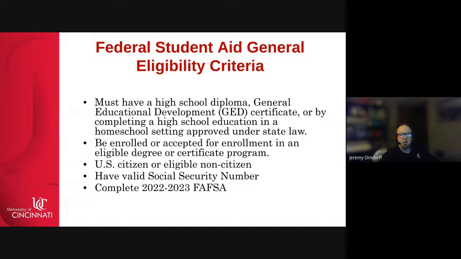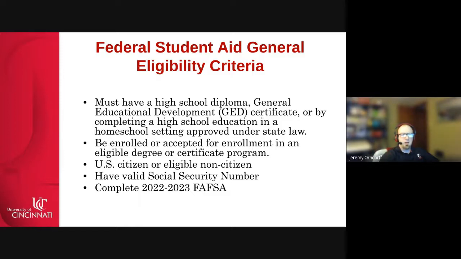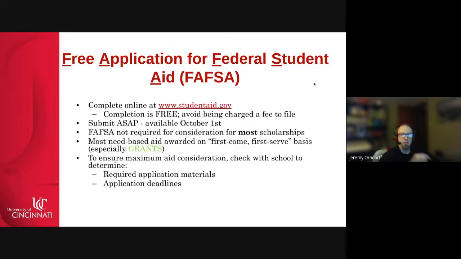You have to be a U.S. citizen or eligible non-citizen, generally speaking, like a permanent resident. That kind of makes sense to most people. You need to have a valid social security number. Again, probably nothing you're surprised by. And if you're going to be a freshman for next fall, you want to do the 2022-23 FAFSA. And we can hit the next slide today.